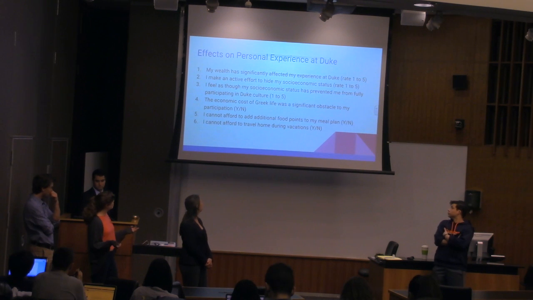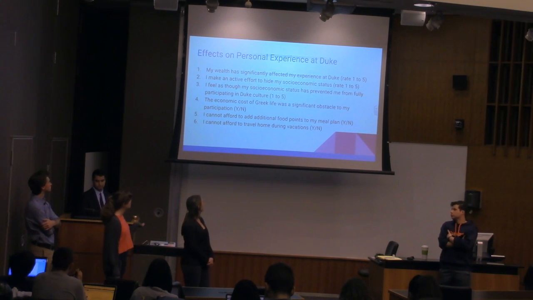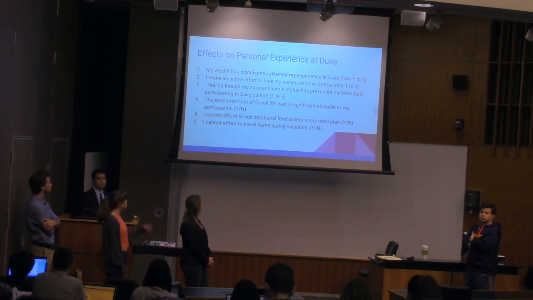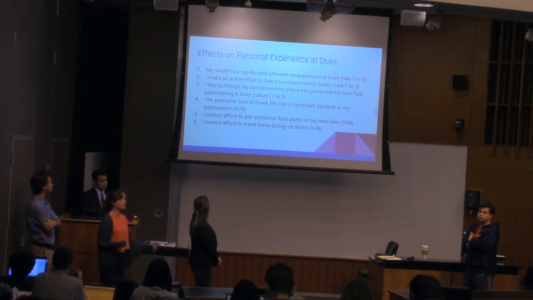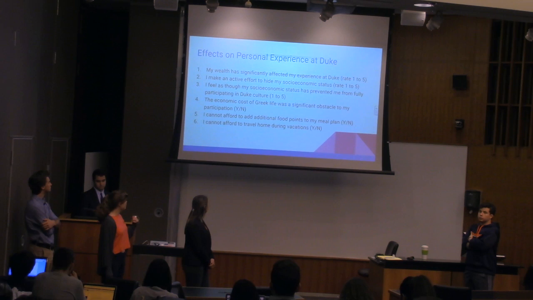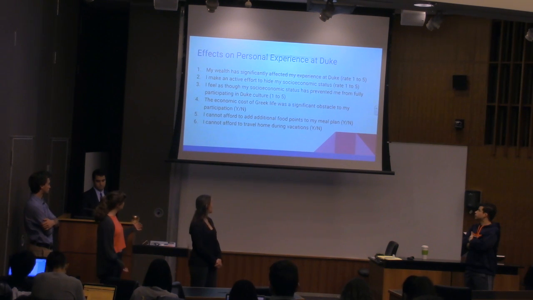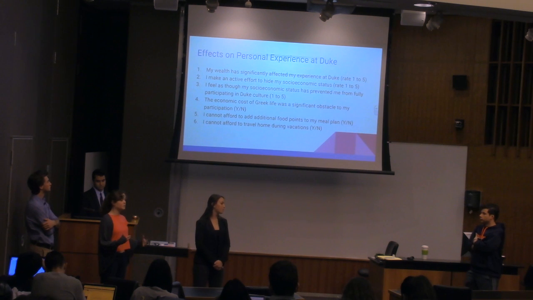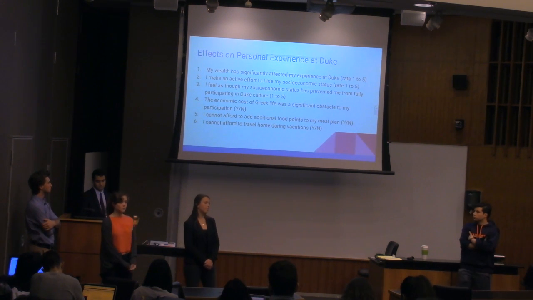And then the index on personal experience at Duke. These questions focus on seeing if people have been limited in any cultural endeavors or different things they could have done at Duke based on their socioeconomic status. So asking things about life, and whether people make active efforts to hide their socioeconomic status, things like that.